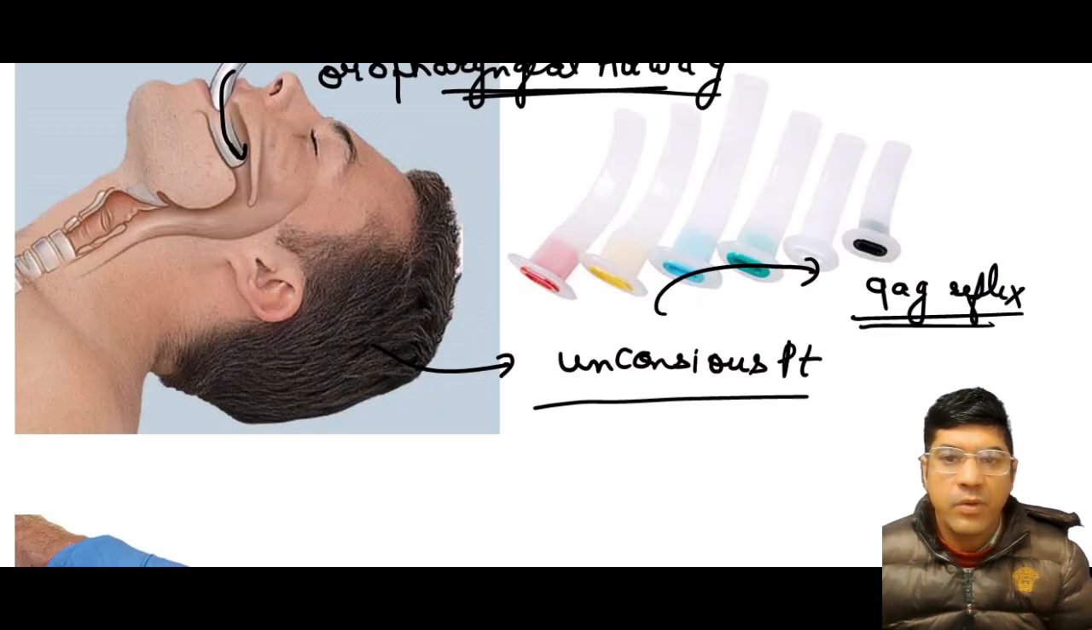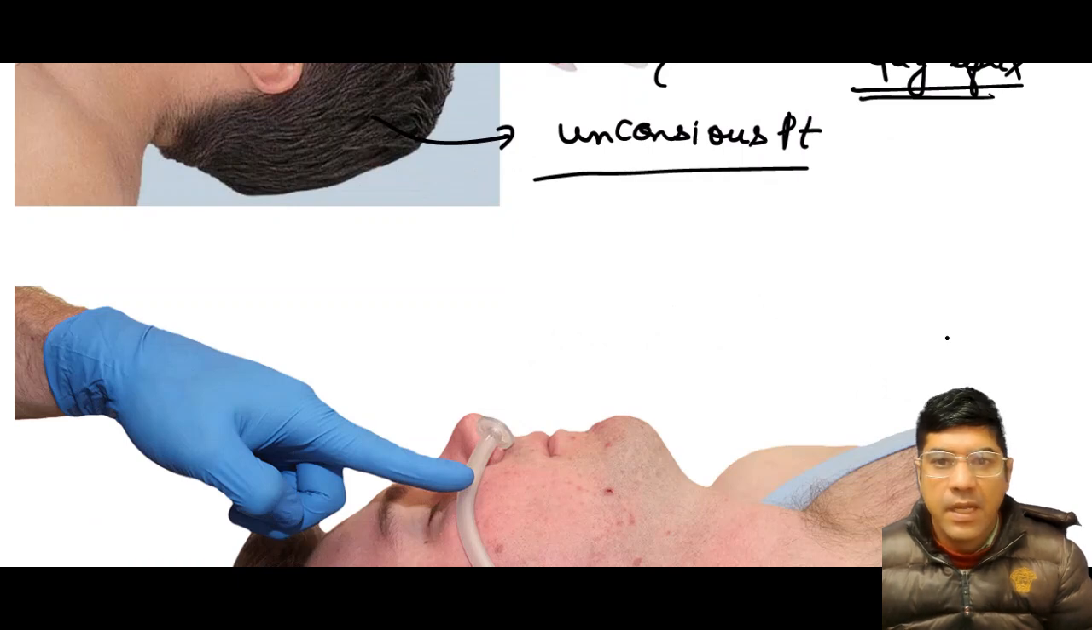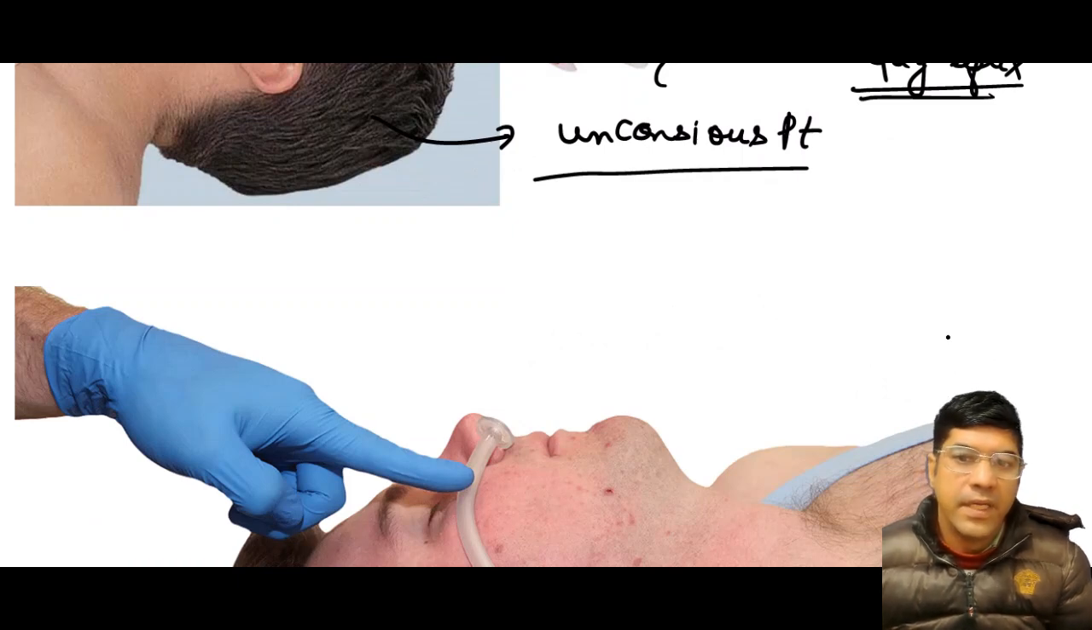So before insertion, you have to first check that there are no foreign bodies or any obstruction present in the mouth that could hinder the placement or compromise the airway.